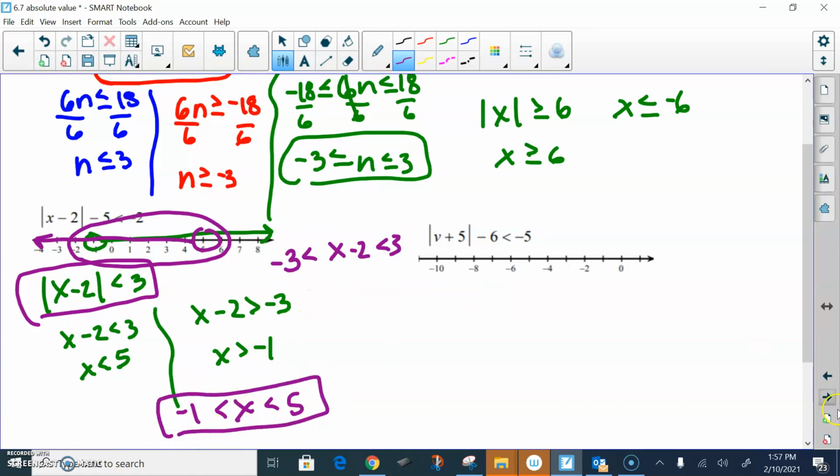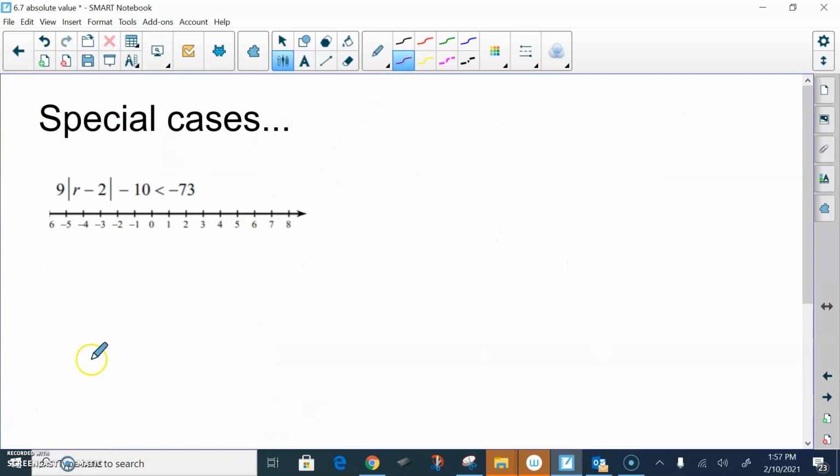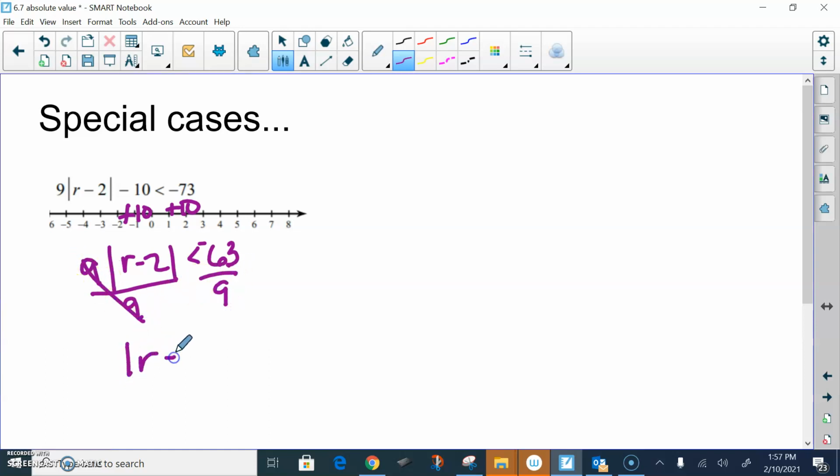Okay. All right. I just want to show you one special case. There's always those special cases. So again, first thing we want to do is get rid of this minus 10. So I'm going to add 10 to both sides. So I get 9 times the absolute value of r minus 2 is less than negative 63. And then I want to divide each side by positive 9. So I get the absolute value of r minus 2 is less than, what's that, negative 7?